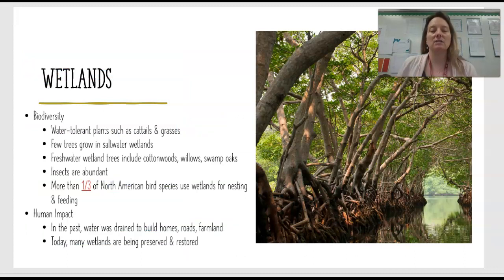You're going to get cattails and grasses. Very few trees grow in saltwater wetlands, so if you see trees in wetlands, there's probably going to be freshwater wetlands. But you're going to see cottonwoods, willows, swamp oaks. Insects are abundant. Of course, anytime you get water and warmth, you're going to get insects. More than a third of North American bird species use wetlands for nesting and feeding, which is a lot.